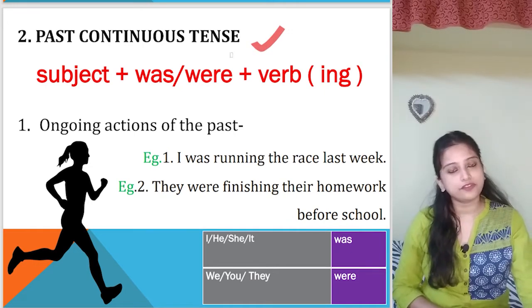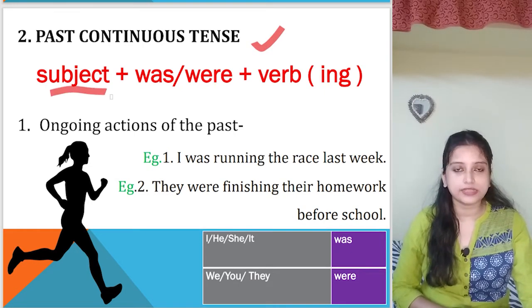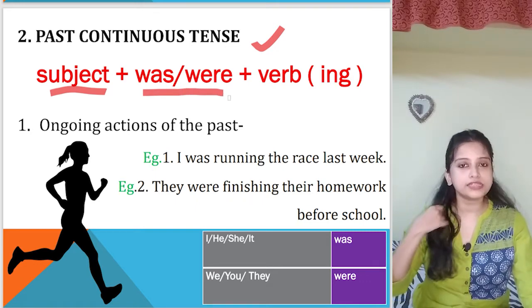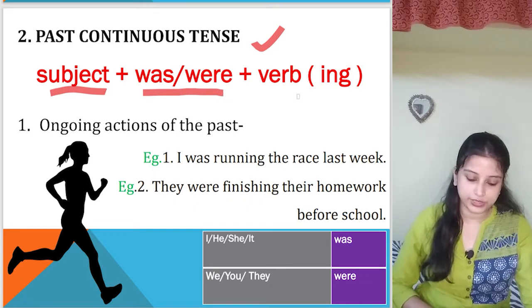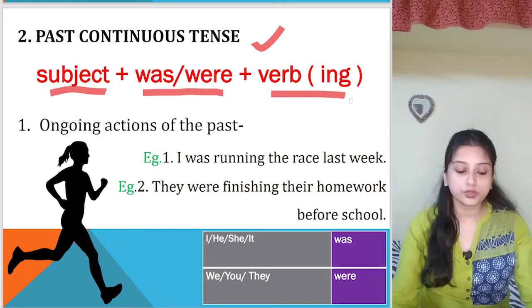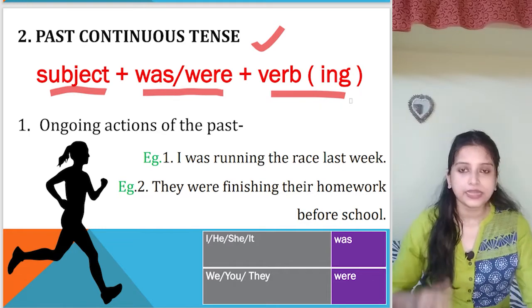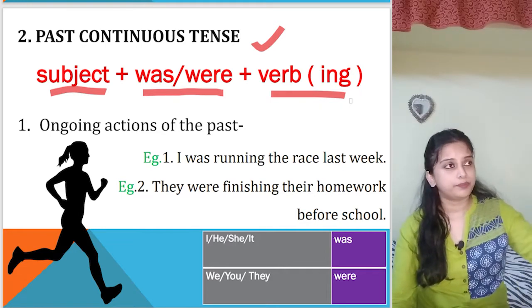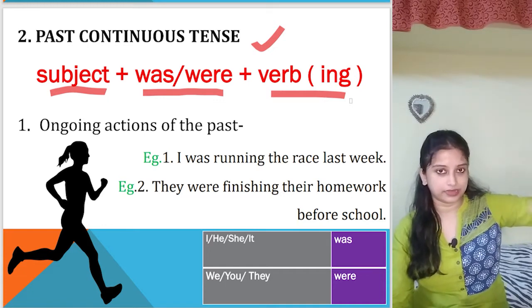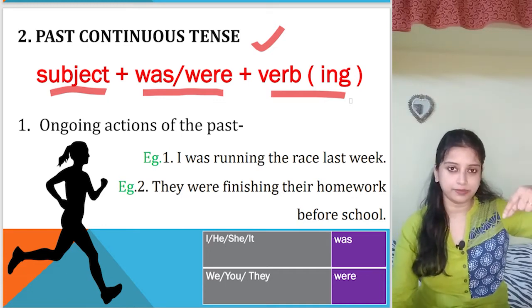In the same way we have the formula, we have the subject. If for example I write she, then we will use was or were: was is for singular, were is for plural, as you already know, plus verb plus ing. Ing we of course will have to use because it is a continuous tense. Now when do we suddenly write past continuous tense? When we see that the action was being done for some time in the past.